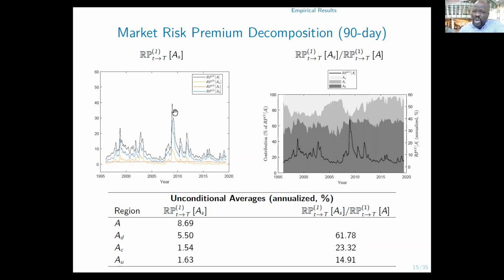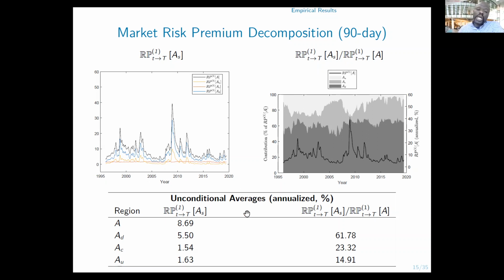The maximum is 40 if you look at the left-hand side graph. When you look at the right-hand side graph, where you have shaded areas, you can see that now, when the horizon increased from 30 to 90 days, the downside contributes more to the conditional equity risk premium. The center contributes less to the conditional equity risk premium. So this is also an important feature in the data.